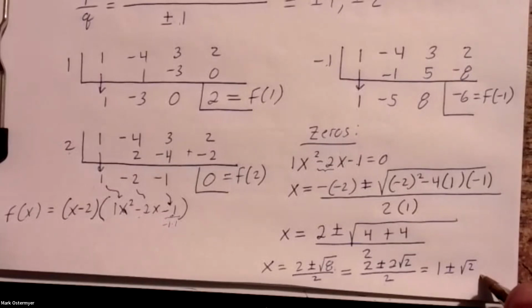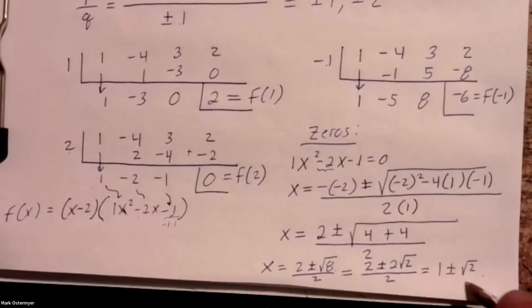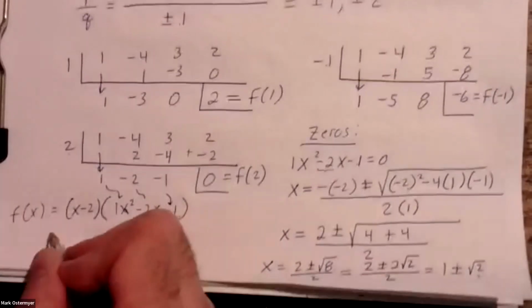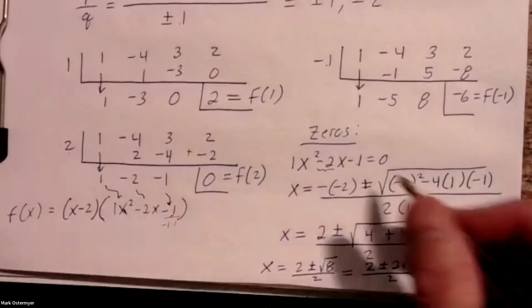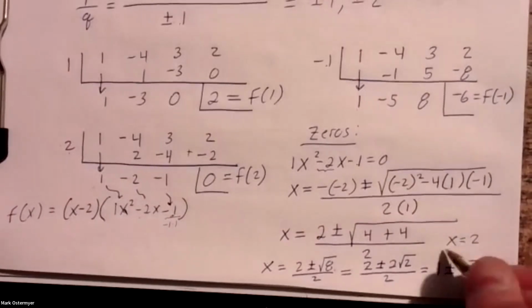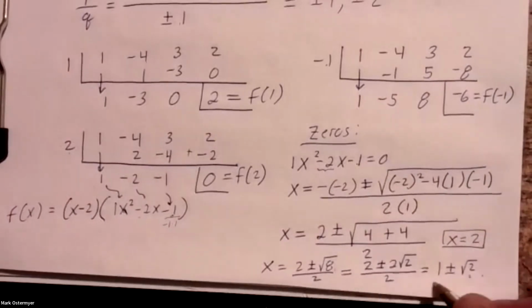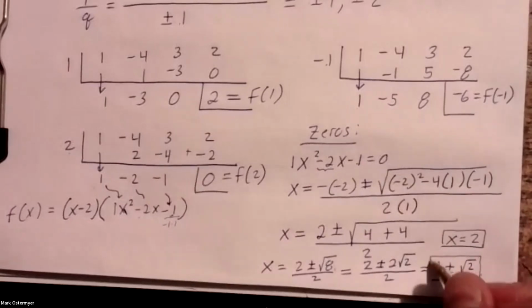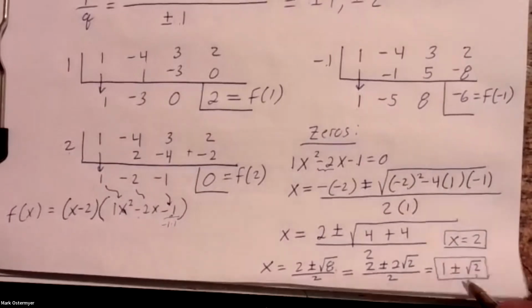They're nasty. They're not even rational zeros. These are irrational zeros because we got a square root involved. All right, but those are your 2 other zeros. So we found all the zeros. All the zeros are what? x equals 2. That was 1 zero. And there's your two other zeros right here: 1 plus square root of 2 and 1 minus square root of 2.